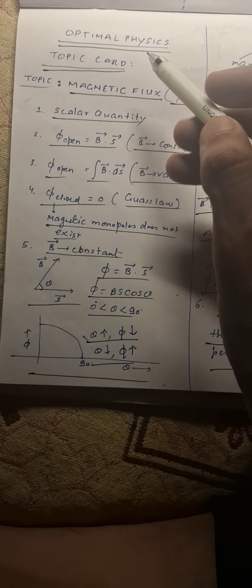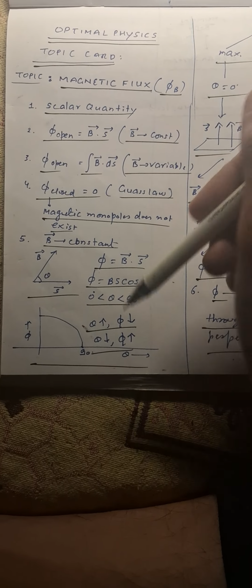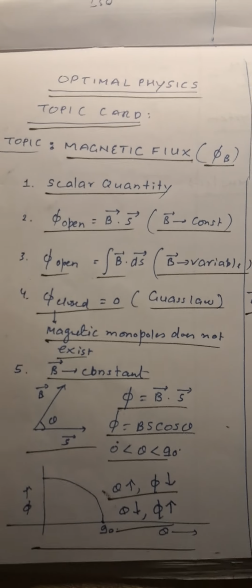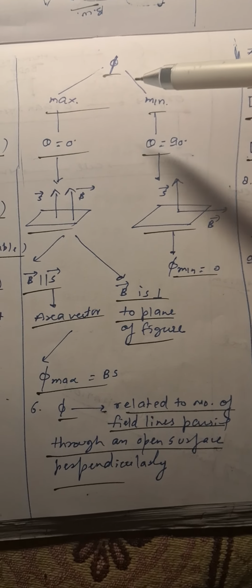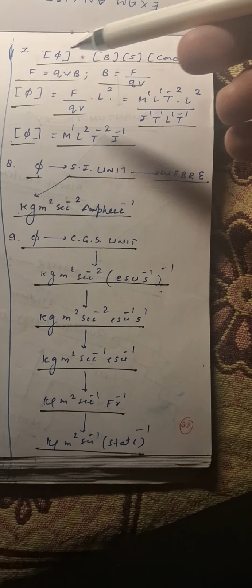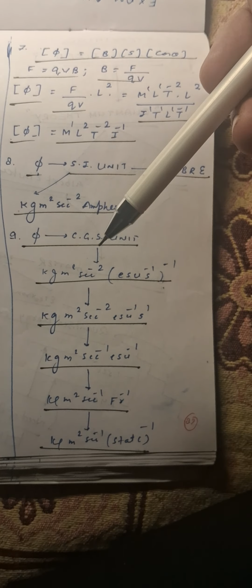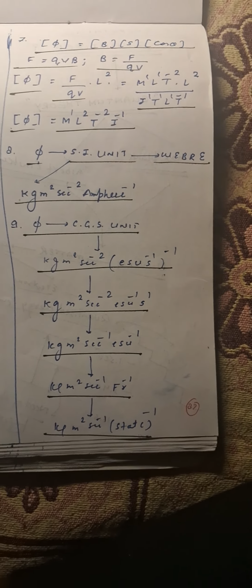Then we have a topic card on the concept of magnetic flux, the various parameters related to magnetic flux, variation with angle, then its analysis for different cases, maxima minima conditions, then problems based on dimensions and units of magnetic flux.